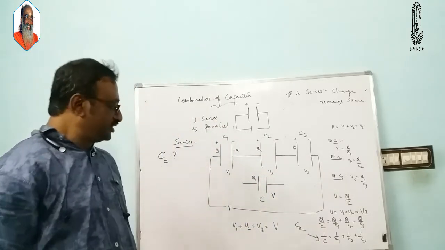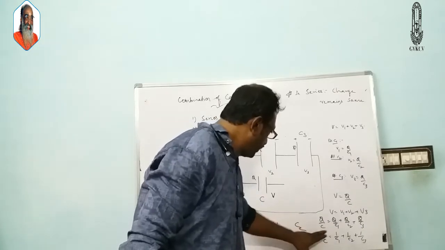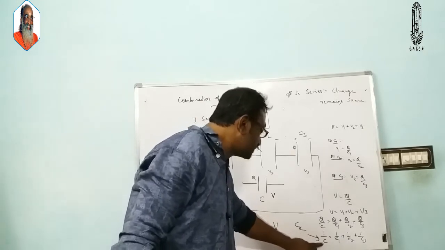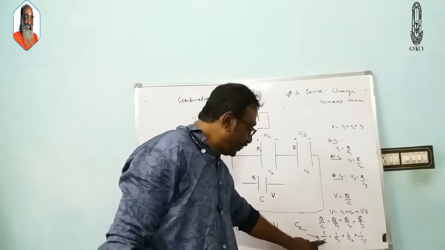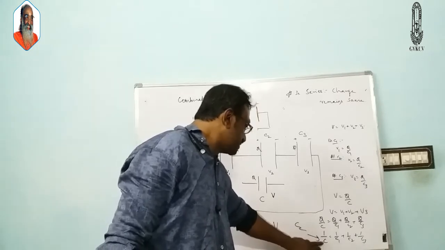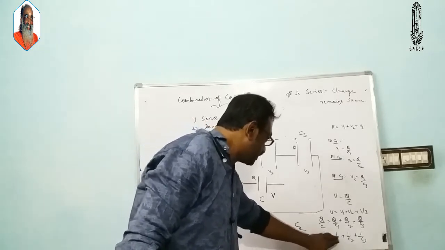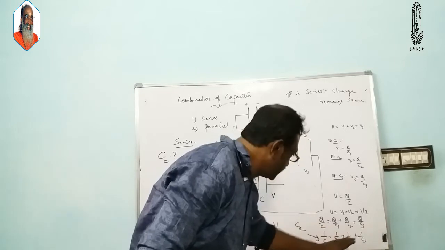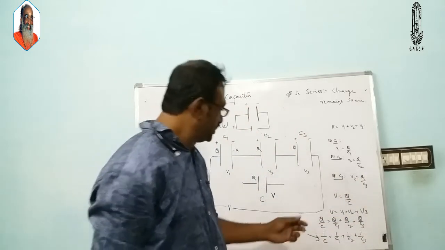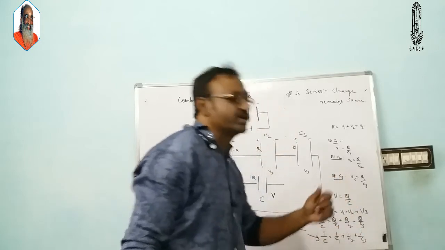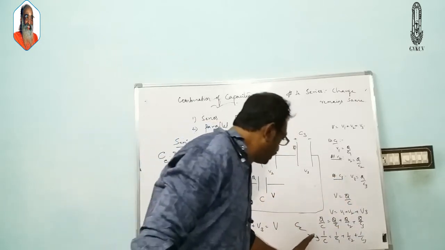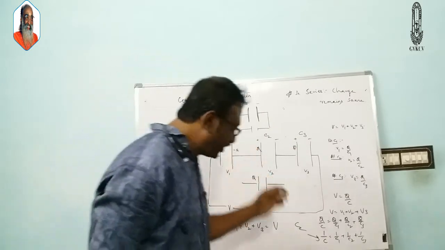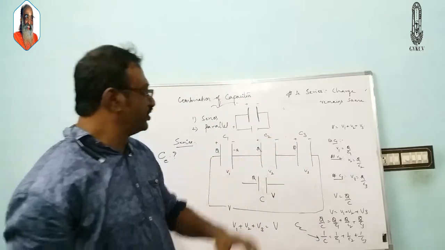So the effective capacitance is 1 by C1. It is not the effective capacitance. Just keep in mind, it is the reciprocal of effective capacitance. The reciprocal of effective capacitance is the sum of the reciprocals of individual capacitances. So how can we tell it as a sentence here? The reciprocal of effective capacitance is the sum of the reciprocals of the individual capacitances.